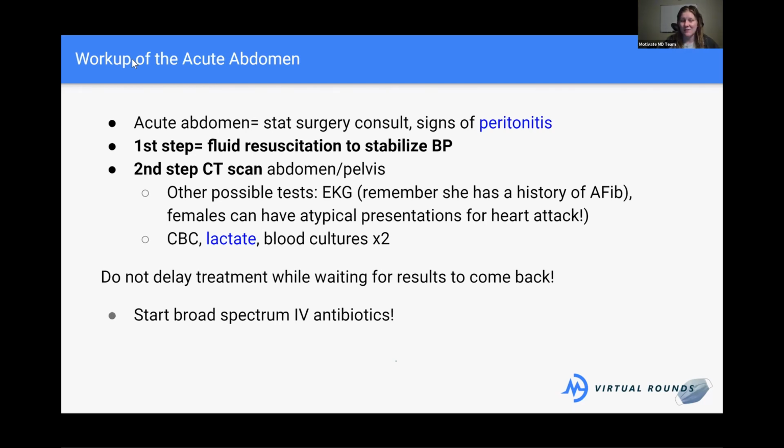Other possible tests that you guys totally nailed was the EKG. We got a chest x-ray, we got the CBC, we got a serum lactate level, which I'm going to explain a little bit more in detail later, but remember hers was elevated, and then 2 sets of blood cultures. Does anybody have a guess why we would take blood cultures twice? I'll give you a hint, they're from 2 different sites that we draw from.